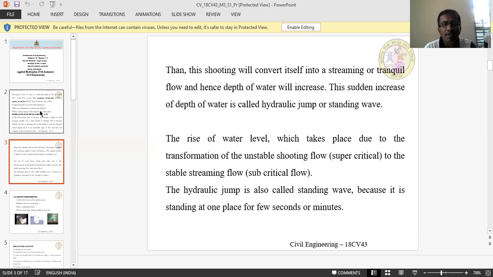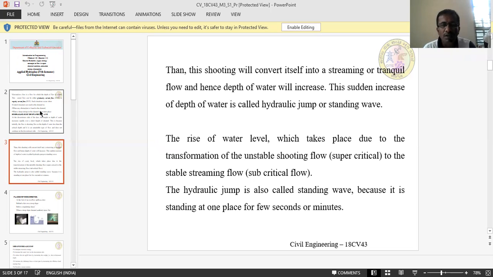The flow and depth of water will increase. Once the hydraulic jump occurs, the depth of flow automatically increases. That means y2 is always greater than y1. The sudden increase of depth of water is called a hydraulic jump or standing wave. So a sudden increase in the depth of flow is usually termed a hydraulic jump or standing wave.